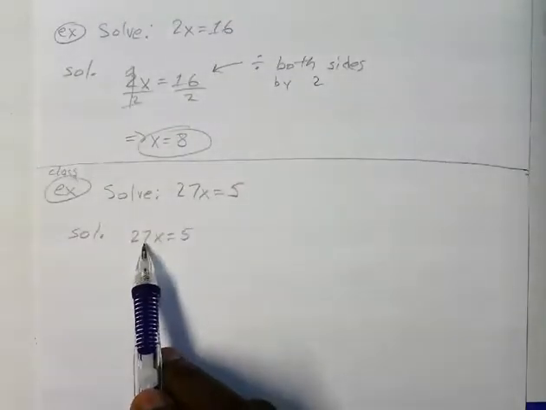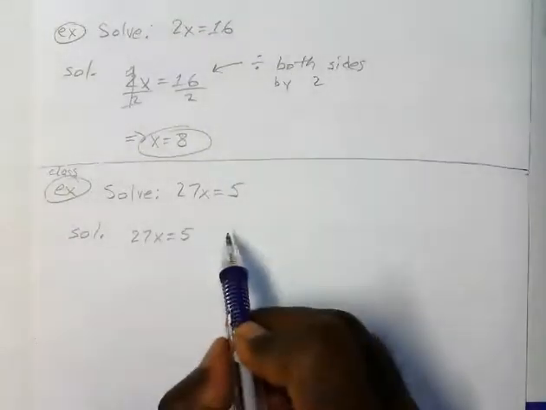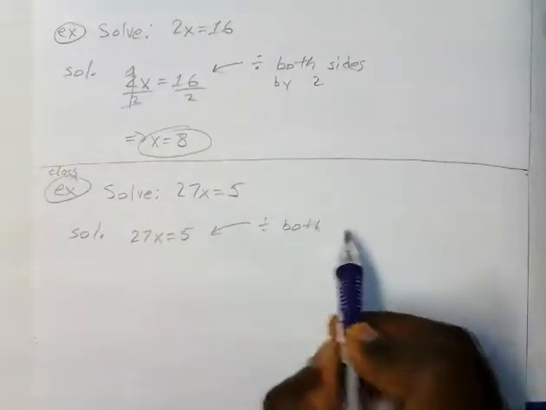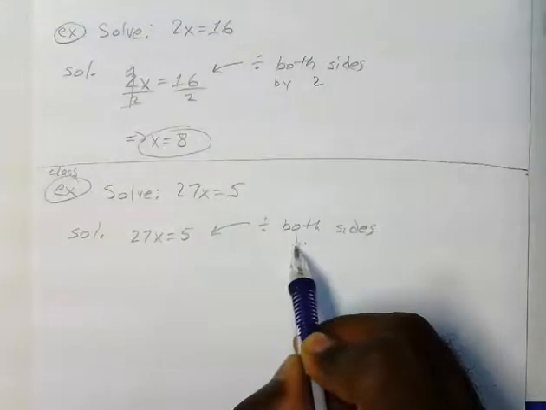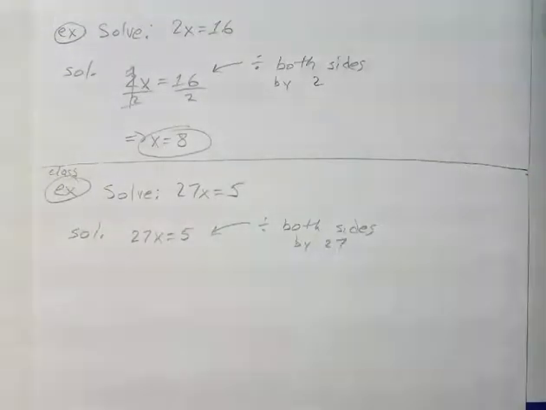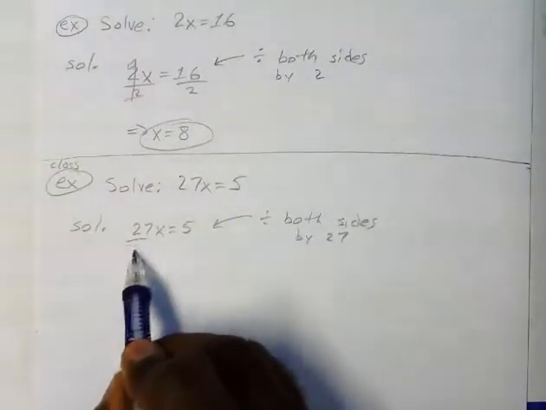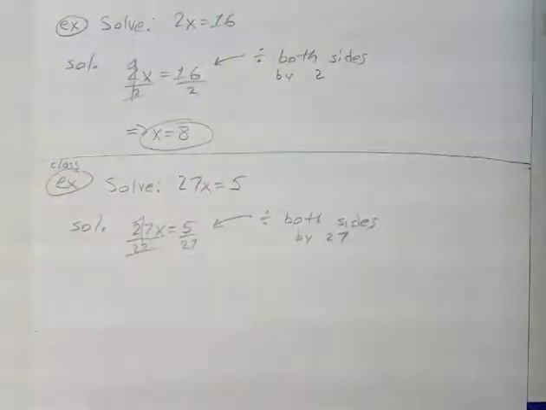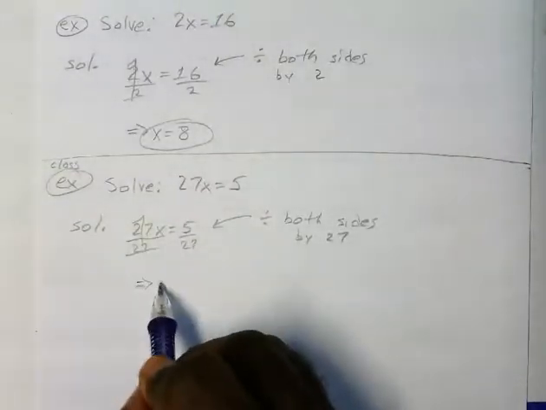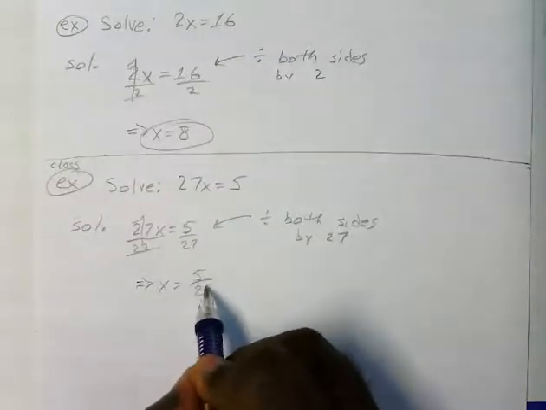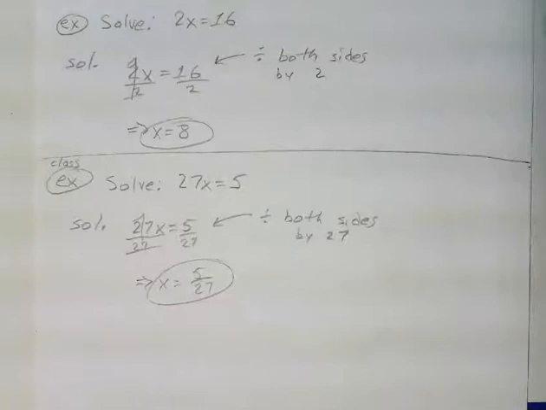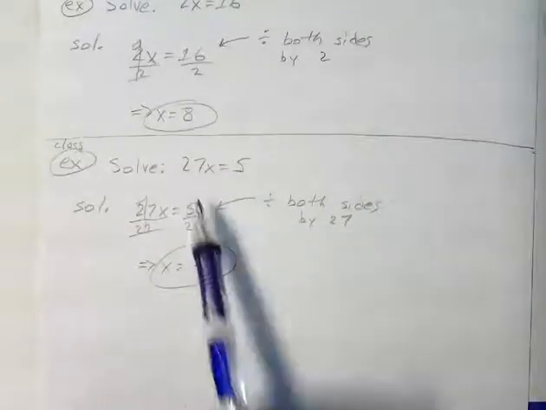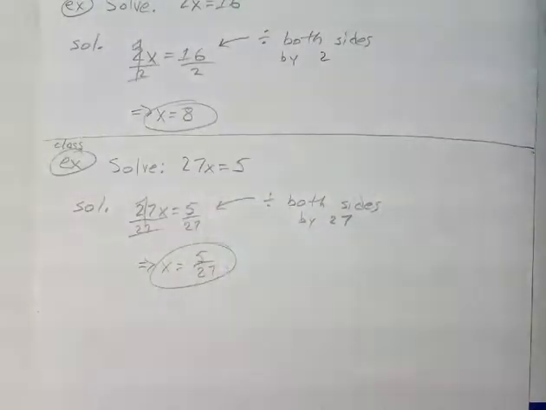Here, you have a coefficient of 27, so that's what we're going to divide both sides by. Again, we're going to divide both sides by the coefficient, in this case 27. Anything divided by itself is just 1. So you have x equals 5 over 27. If you replace x with 5 over 27, you will get 27 times 5 over 27. So 27 will cancel out. You get 5 equals 5, which would be true.